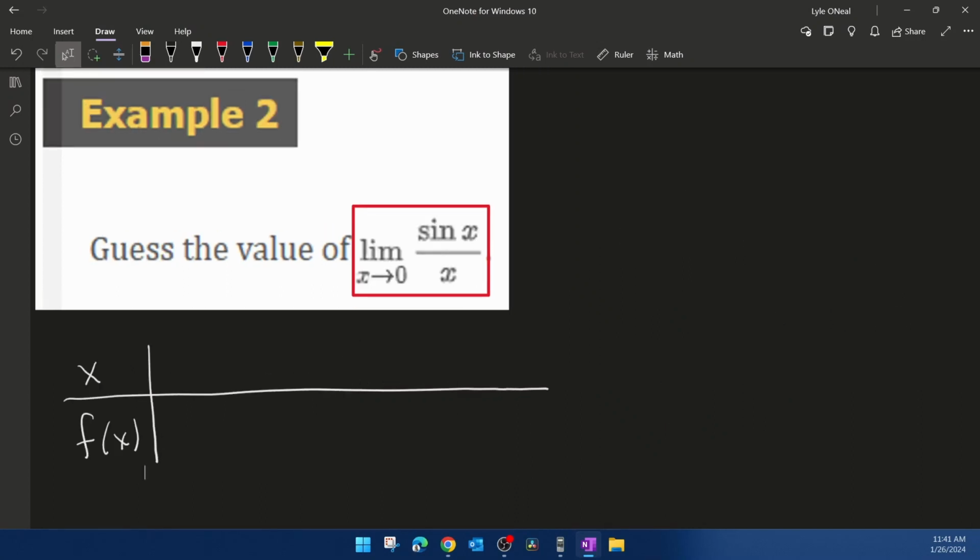And let's look at another example. Here we want to guess the value of the limit as x approaches 0 of sine x over x. Again, we're going to use a table to see if we can figure out what y is approaching. As x approaches 0 from the left, we're going to use negative 0.01 again, negative 0.001. These are good choices for numbers that are close to 0 from the left. And then we need symmetric values coming in from the right, which would be positive.